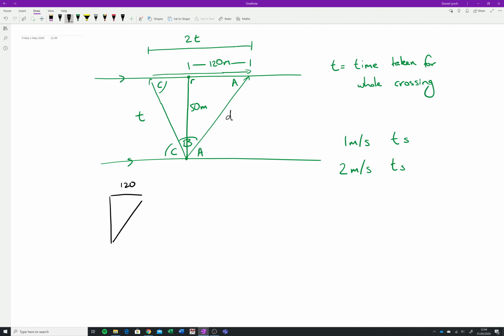So we have 120, we've got 50, and we've got D. And in fact, if you know your main triangles, that's meant to be a right angle, you know that the 12, 5, 13 triangle is there. So if that's 120 and that's 50, we can just go straight to saying that D is 130, but Pythagoras' theorem will get that for you if that doesn't jump out at you.